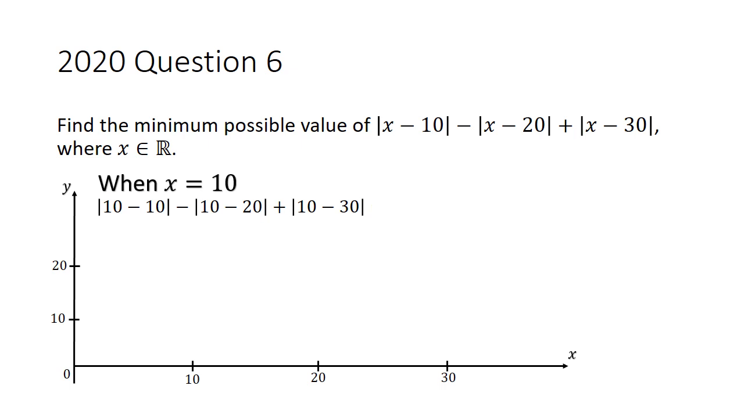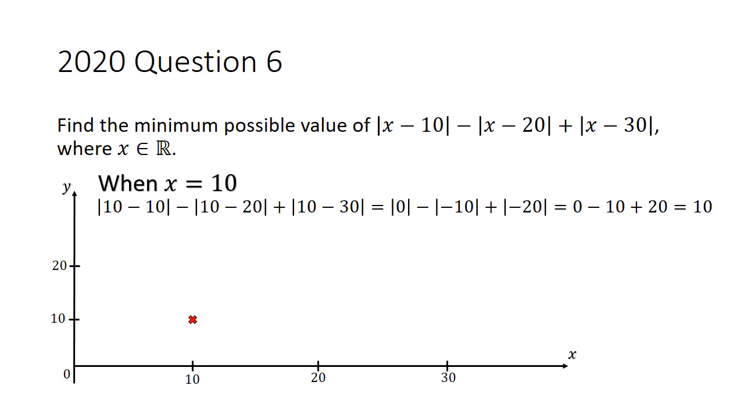So firstly, we have modulus of 10 minus 10, which is modulus of 0, minus modulus of 10 minus 20, which is modulus of negative 10, plus modulus of 10 minus 30, which is modulus of negative 20. So what the modulus function does is that it turns anything negative inside into its positive counterpart. So negative 10 will become 10 and negative 20 will become positive 20. But 0 will remain unchanged because 0 is not negative. So this will give us a value of 10. So at x equals 10, this function will give us a result of 10.